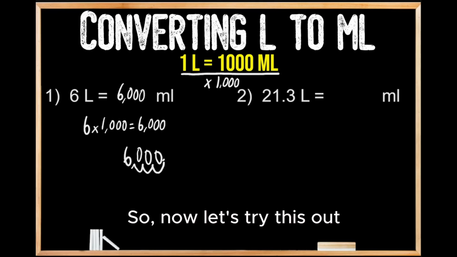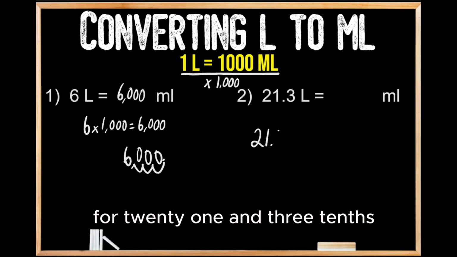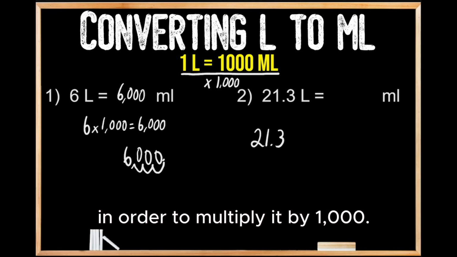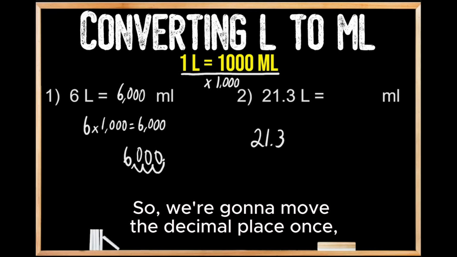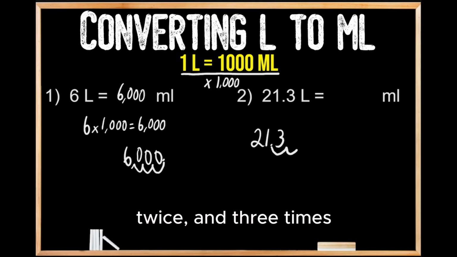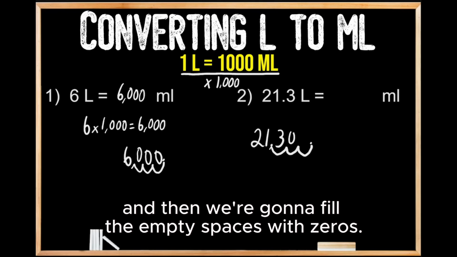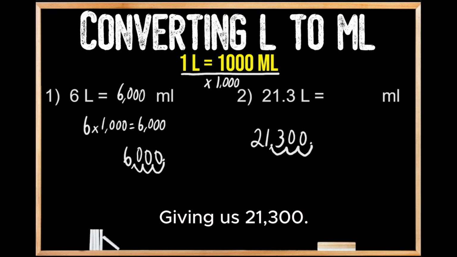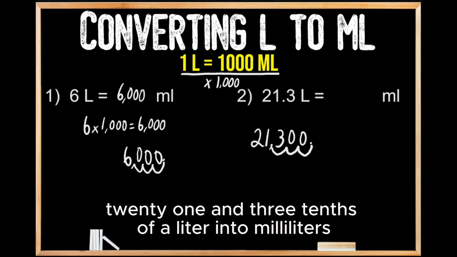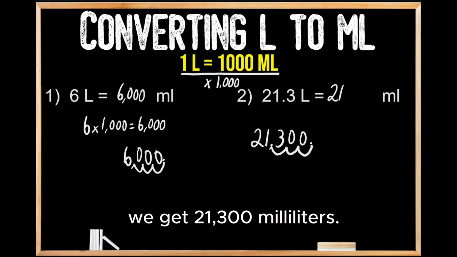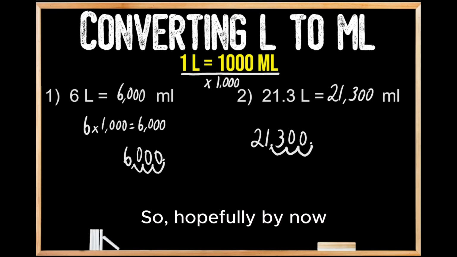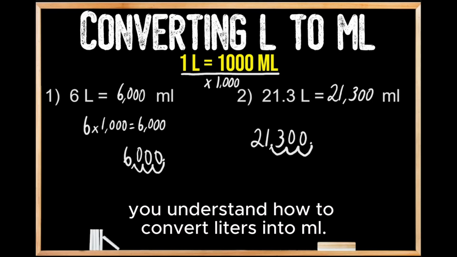So now let's try this out for 21 3/10 in order to multiply it by 1,000. So we're going to move the decimal place once, twice, and 3 times, and then we're going to fill the empty spaces with zeros, giving us 21,300. So when we convert 21 3/10 of a liter into milliliters, we get 21,300 milliliters. So hopefully by now you understand how to convert liters into milliliters.